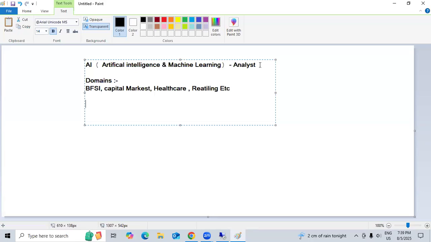Either you may be of any domain, either banking, financial services, capital market, healthcare, retailing, right? So any domain, having domain knowledge is always important. That has nothing to do with artificial intelligence or AML analyst roles. Okay, that is anyway common. So you may be of anything.